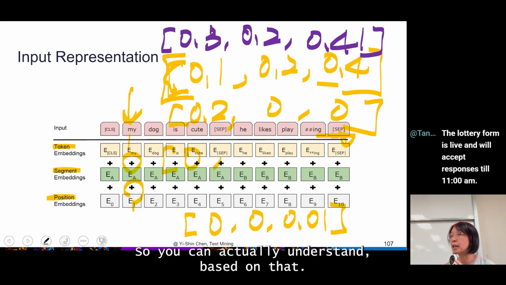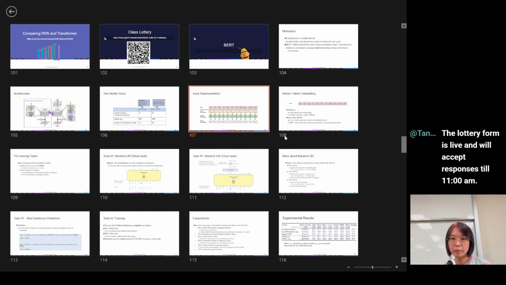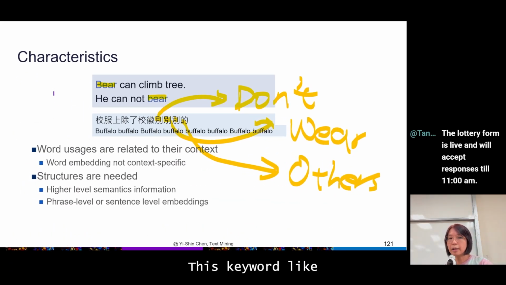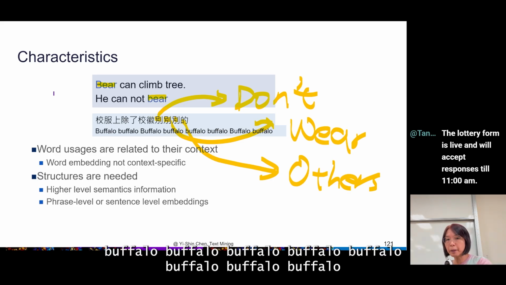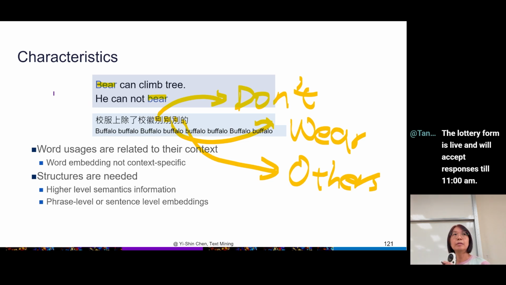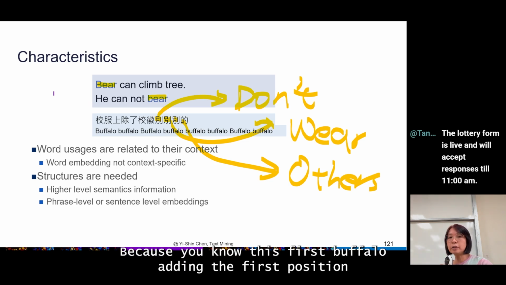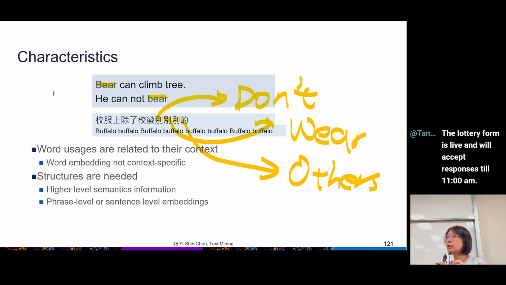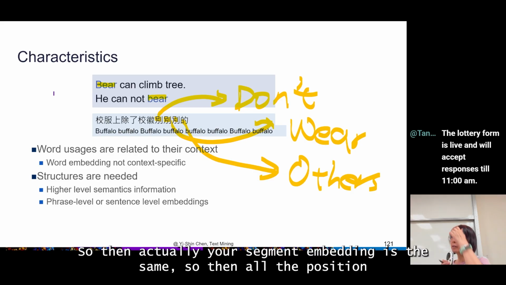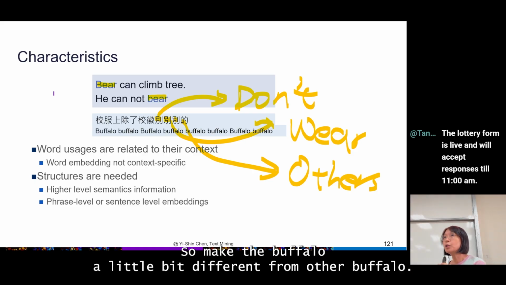So you can actually understand, based on that, this keyword, like buffalo, buffalo, buffalo, all the buffalo will have different embedding, right? Because the first buffalo adds the first position, the second buffalo adds the second position, the third buffalo adds the third position. So your segment embedding is the same, but all the position embedding is different. So it makes each buffalo a little bit different from the other buffalo.